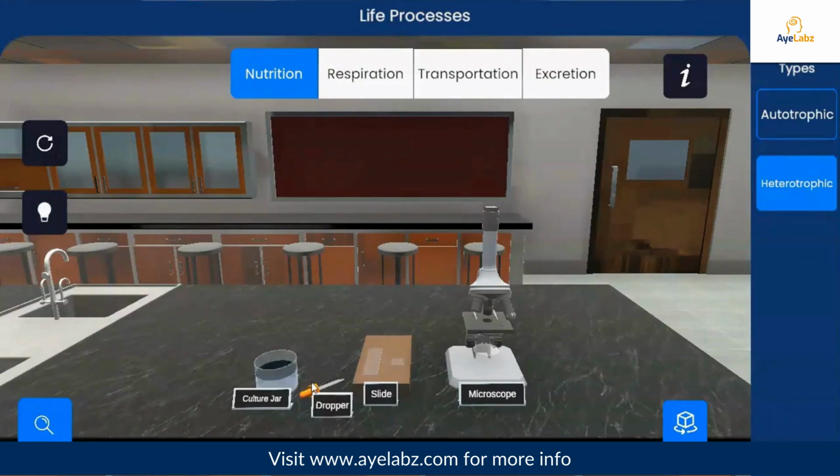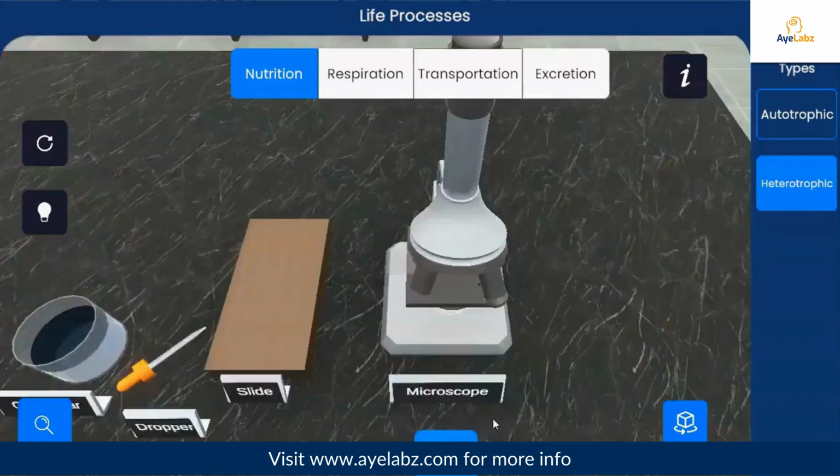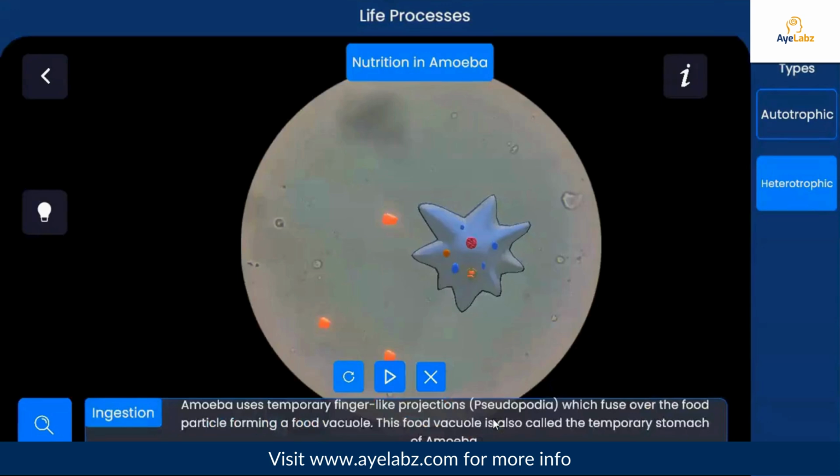Click on the dropper to take a culture of amoeba from the jar and drop it on the slide. Click on the slide to cover it with the cover slip and place it under the microscope. Click on this eye button to view the feeding in amoeba under the microscope. Click here to pause the scene.